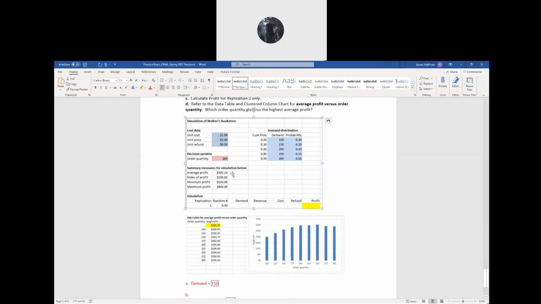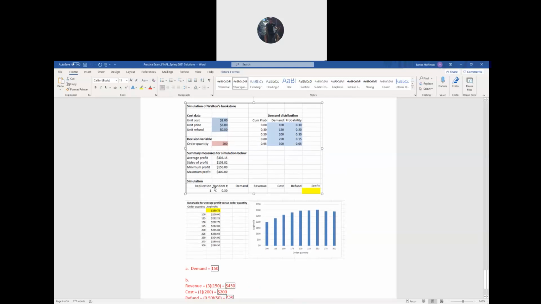I'll try to make it on the exam so it's not exactly one of the numbers, because then it gets a little confusing. Remember, if it's between 0.0 and 0.3, it goes to 100 and so on. So if it's exactly 0.3, which in this case it came out to be, then just give the number that's right next to it.